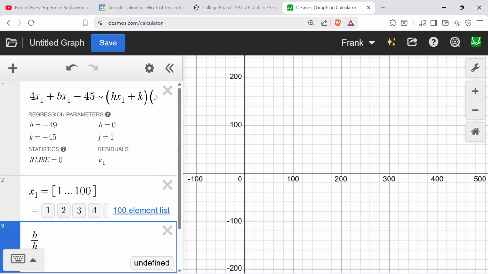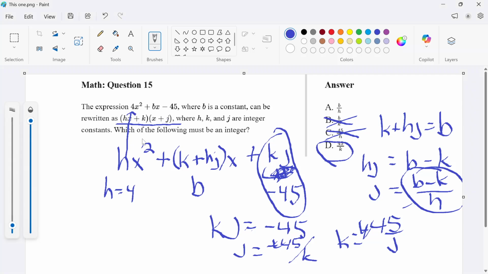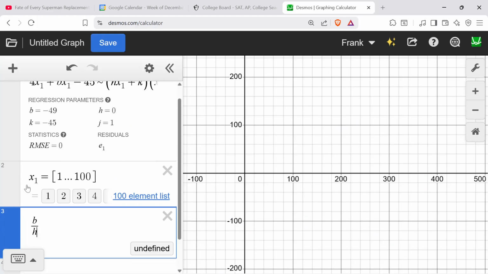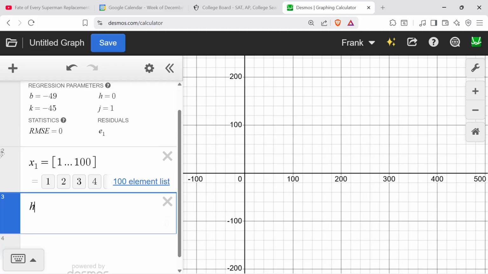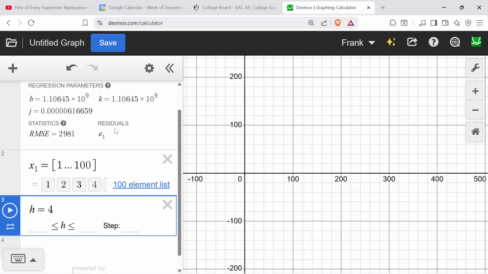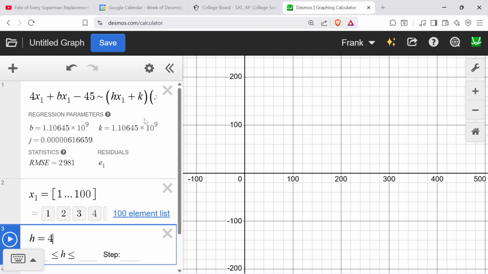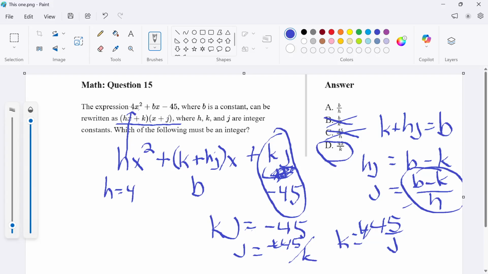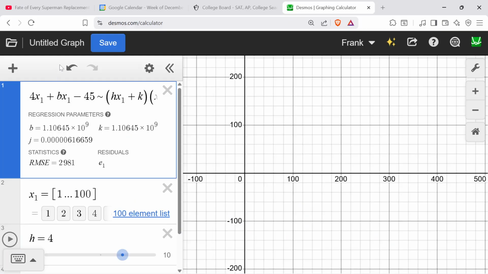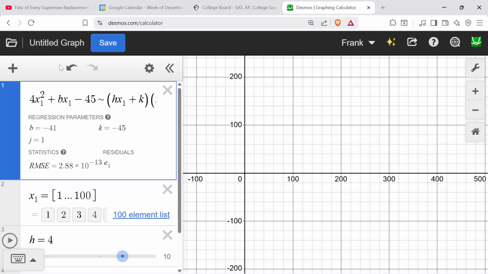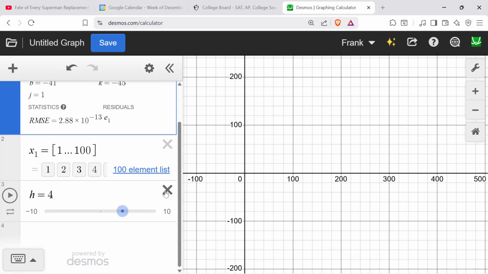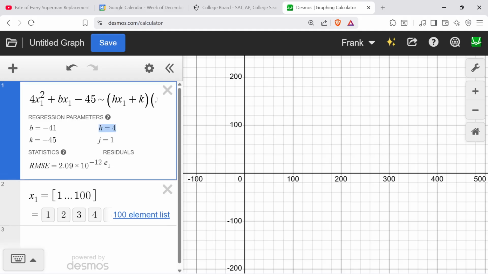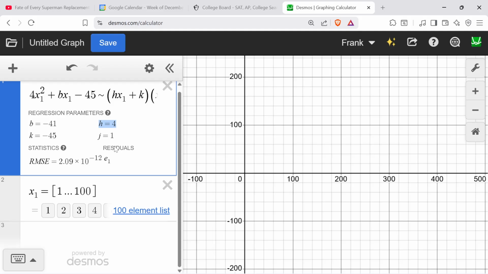Oh, there's a problem here, though. I noticed one problem. Notice that h equals 4, so I better put that in there, too. H can't equal 0. H equals 4. Now I've got something going on here. And it didn't work out. Oh, because this is supposed to be squared. I forgot to put the squared. Now I'm okay. Make sure that your equation is written in there correctly: 4x squared plus bx minus 45.